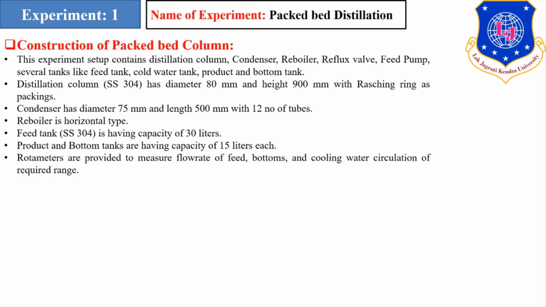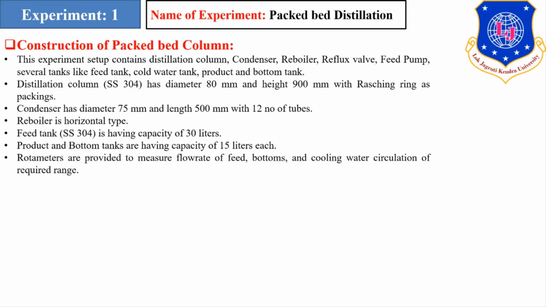Now here the distillation column is made of SS material, that is stainless steel, and has a diameter of 80 mm and a height of 900 mm, and it is packed with Raschig ring packings. The condenser has a diameter of 75 mm and a length of 500 mm with 12 tubes inside it. The reboiler is a horizontal type reboiler.